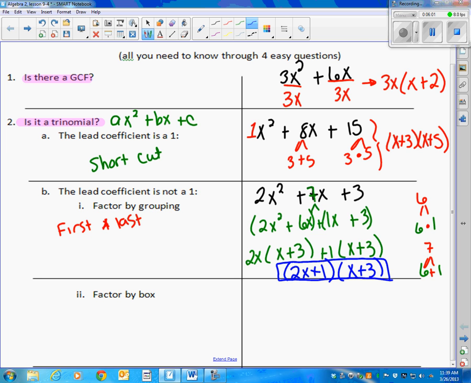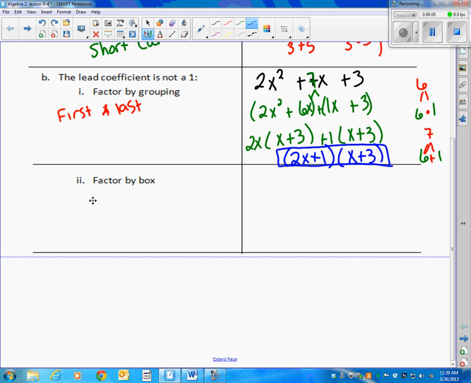Okay. Let's do the same thing now with the box method. Factor by the box. So just as a quick refresher, you put the first term in the first box and the last term in the last box. Okay. So draw up my box here.